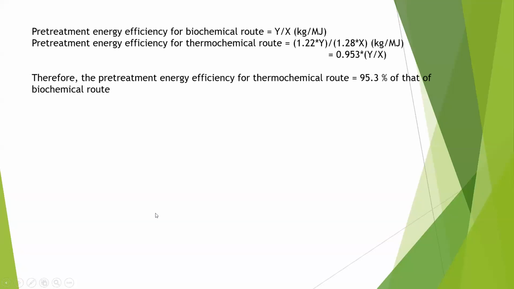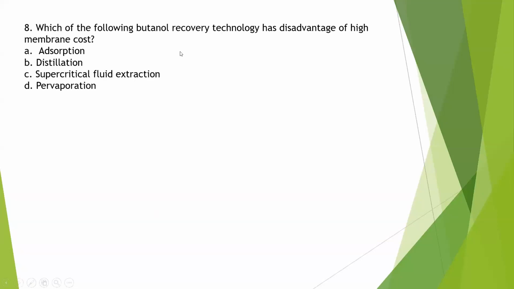So we'll move forward, and the next question is, which of the following butanol recovery technologies has the disadvantage of high membrane cost? A, adsorption, B, distillation, C, supercritical fluid extraction, or D, pervaporation. So I'll give you 2 minutes. Just take your time and write your answer in the chat box.